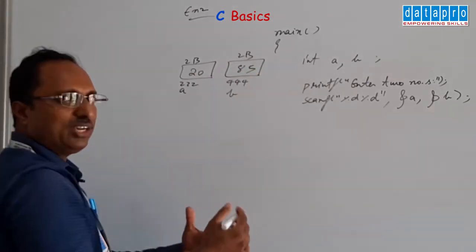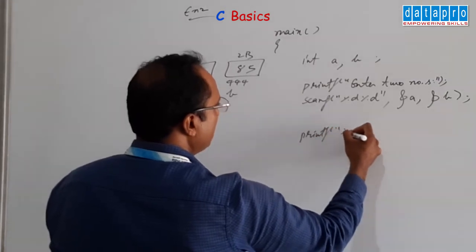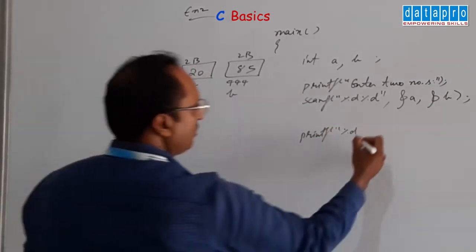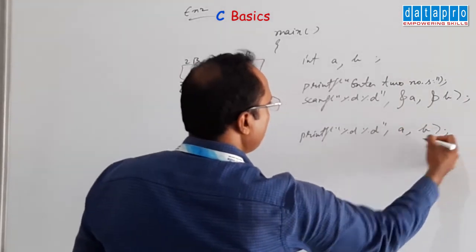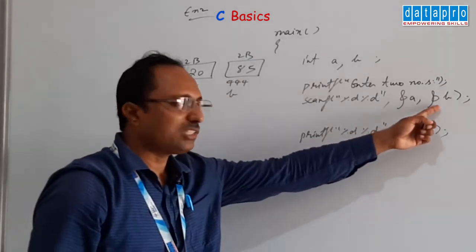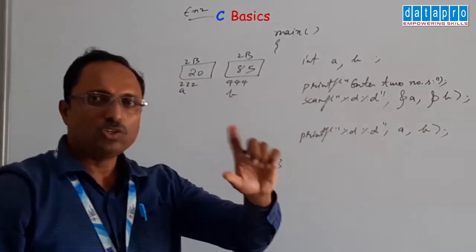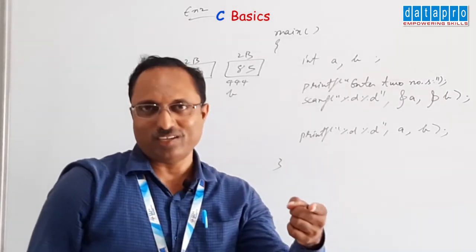So the output should be 20 and 85. I say printf with %d twice, for two numbers. The first one should be printed from a, the second one from b. Remember that only in the scanf function do we have to use the address-of operator. In the printf function we should not use the address-of operator. Why? That also you are going to learn in the pointers chapter.